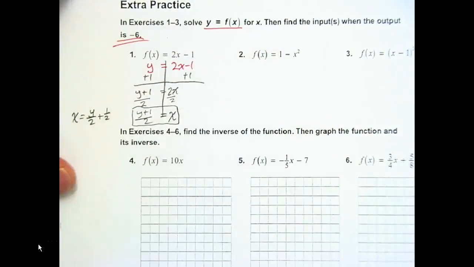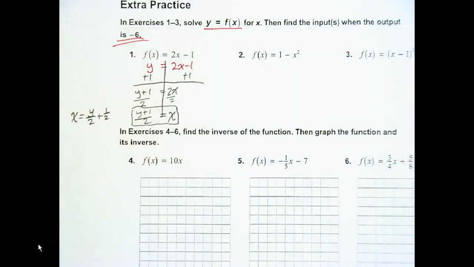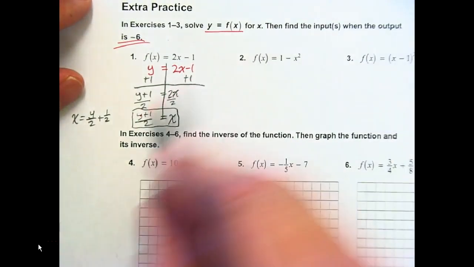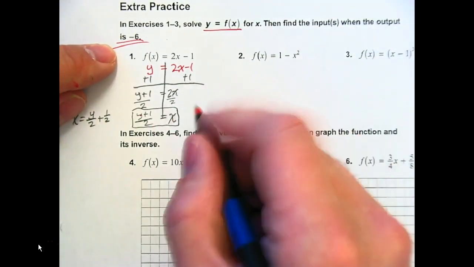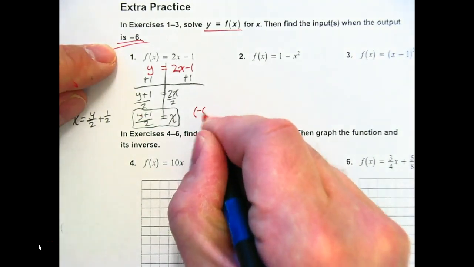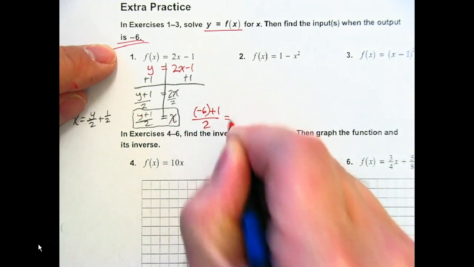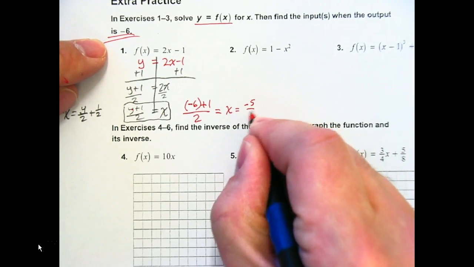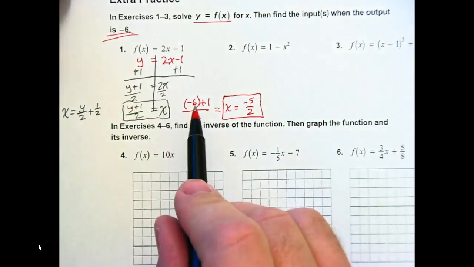That when the output is -6. So what is our output, x or y? Y is your output. That's why I was using those terms today. Y is your output. That means solve for your input. Find x when y is -6. That's why we solve for x. So we put -6 in for y. Add 1, divide it by 2. You end up with -5/2. X equals -5/2 when y equals -6.